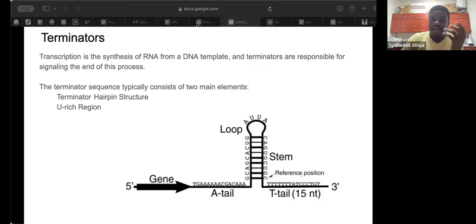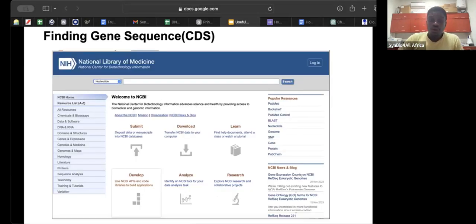And when you go through the iGEM registry, they have a bunch of terminators that have been tested, that you can basically use any of them to do your experiments or to design your circuits.